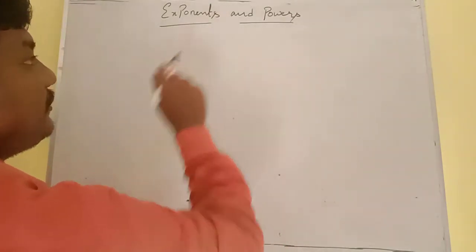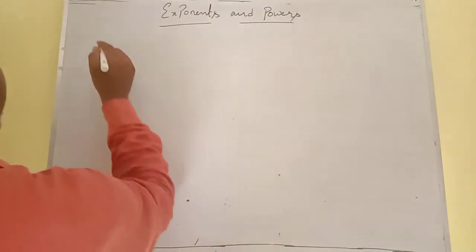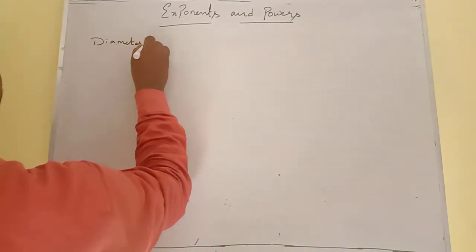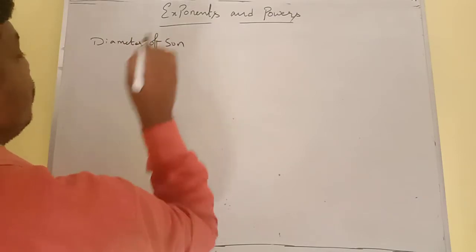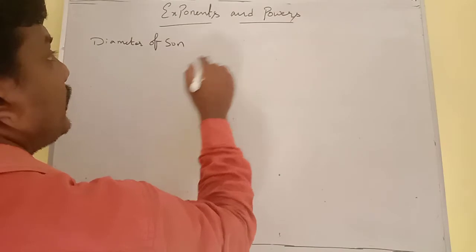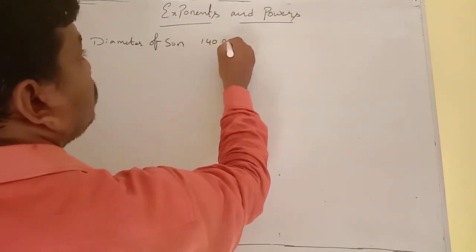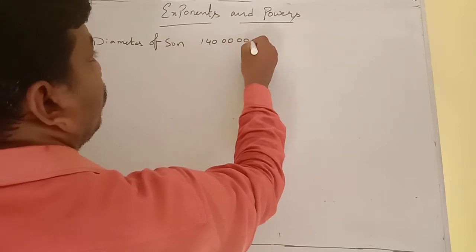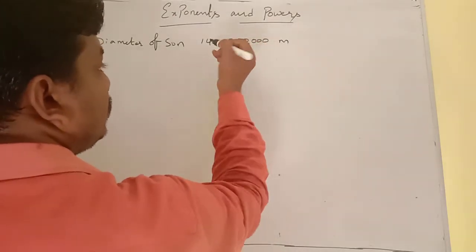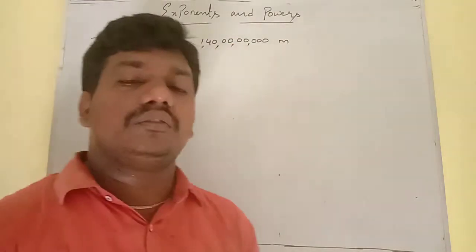The diameter of the sun is a large amount. How much is the diameter of the sun? It is 140 crore meters. That is 3 digits, then 2 digits, 2 digits, 2 digits. This is 140 crore meters.